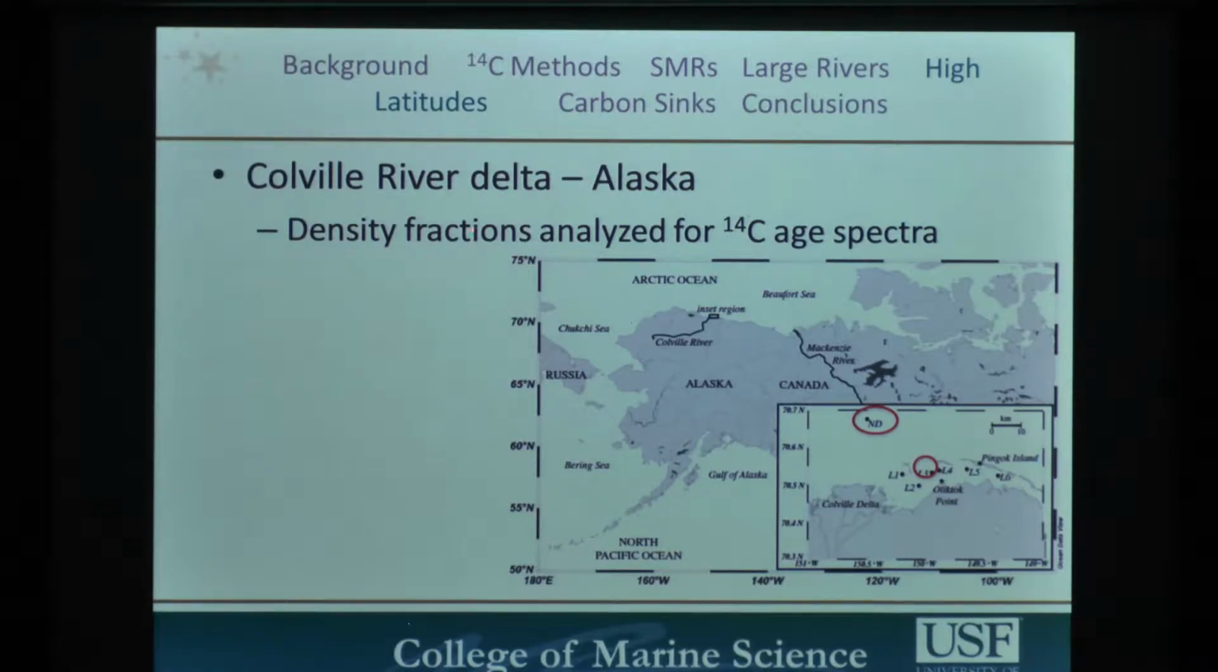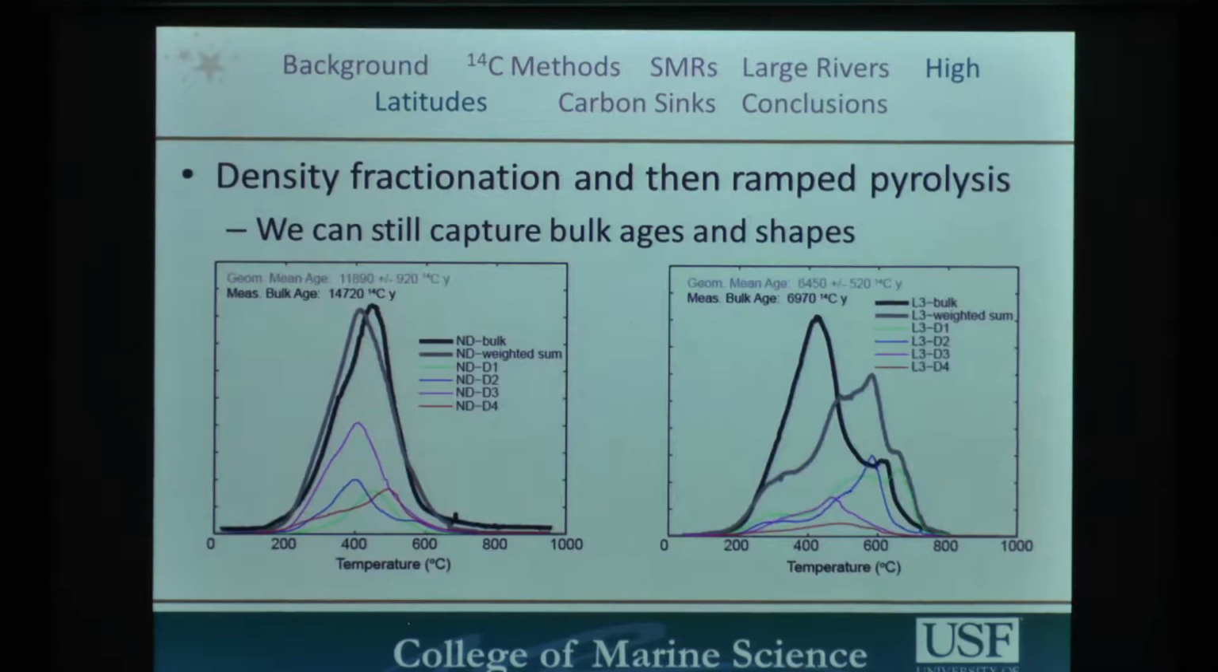Okay, and what we did here is not only did we analyze age spectra, if that's not confusing enough, but we took the sediment and separated it by density. Then for each density fraction we did an age spectrum. So it's sort of like four dimensions of sampling here. All of these individual curves are from the different density fractions.